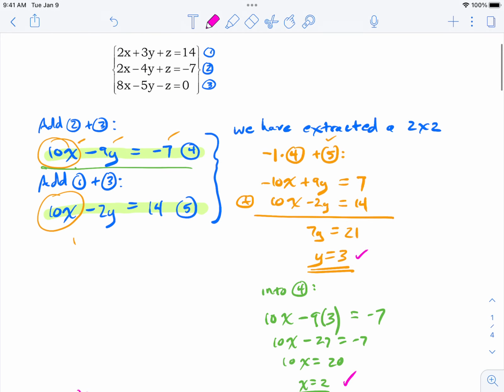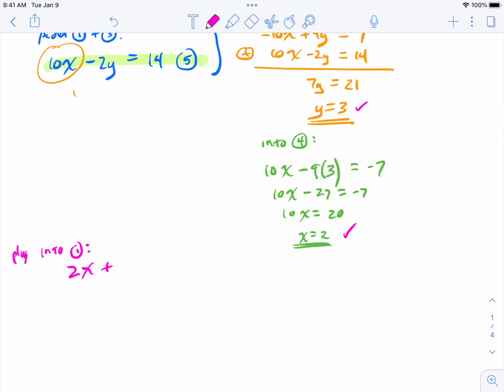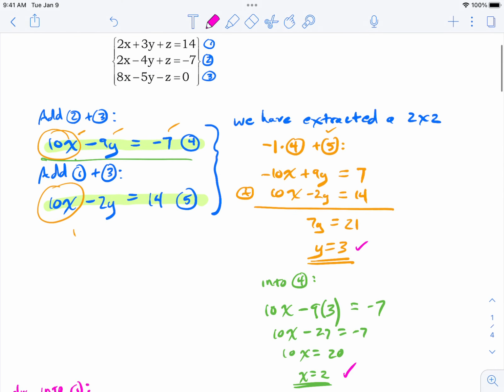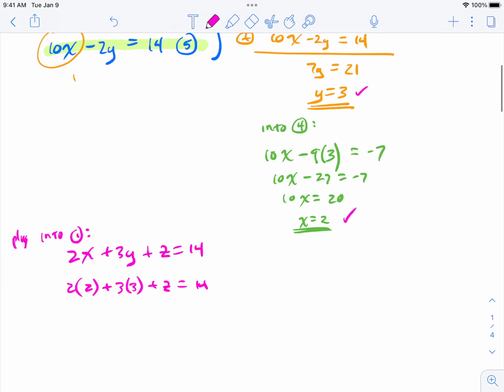So equation 1, where is that? I'm just going to write it here so I don't mess myself up. 2x plus 3y plus z equals 14. That is equation 1. Okay, 2 times, put the x in, the x is 2. 3 times, put the y in, the y is 3. We're solving for z here, equals 14. And you can see we're almost there. That's a 4, that's a 9, plus z equals 14. Those make a 13.